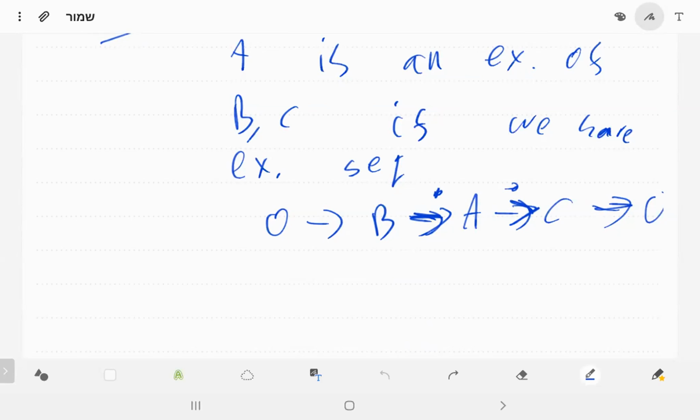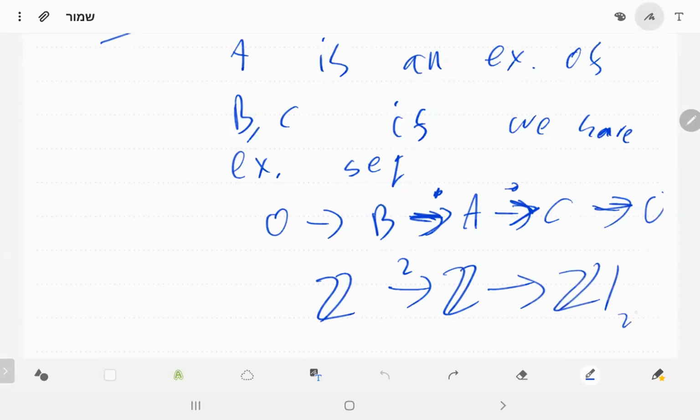So even for abelian groups, for me it was a surprise that you can have an extension: Z maps by doubling it to another Z, and the quotient is Z modulo 2. But in any way, Z is not the direct sum of Z and Z modulo 2. It can't work. So this is an example.